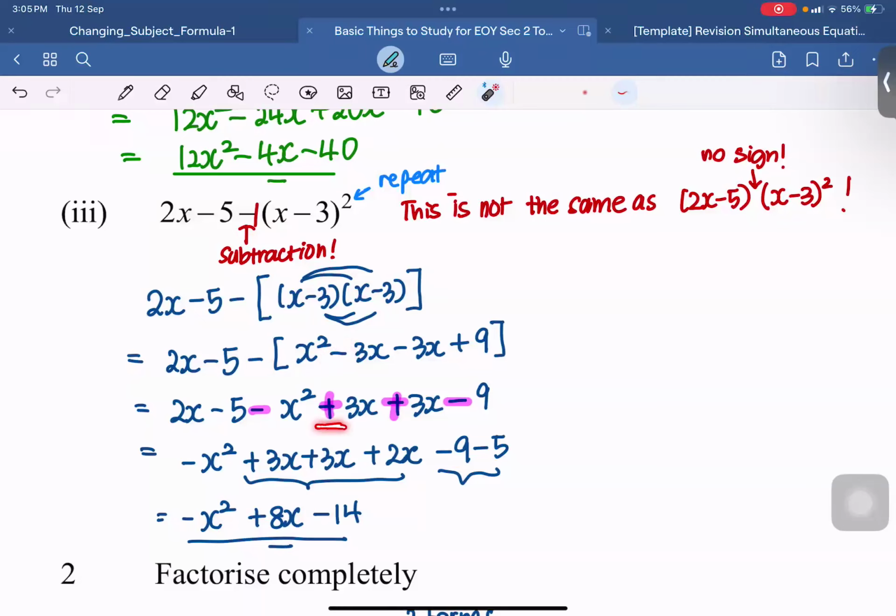So this one, please take note of your own working. Those of you who might have done the answer, please check. Make sure you change the sign.